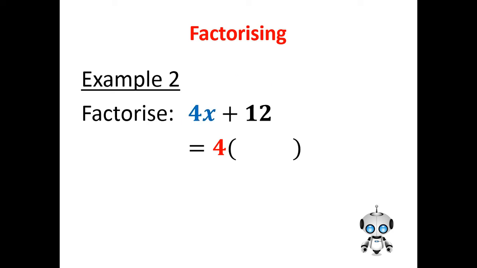So the first part of the expression is 4x, so 4 multiplied by something gives 4x. Well, it must be an x. We see a plus sign, so we write down a plus. And then the second part of the expression is 12, so 4 multiplied by something gives 12. Well, it must be a 3. So our final expression is 4 bracket x plus 3.